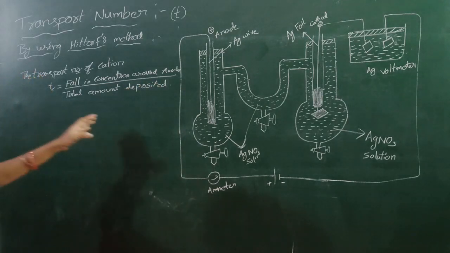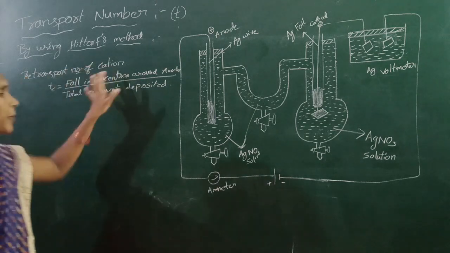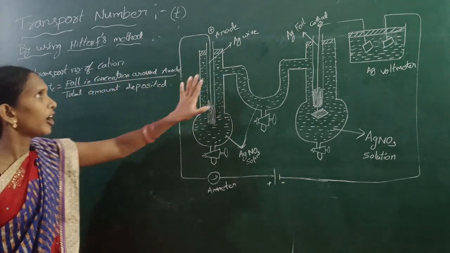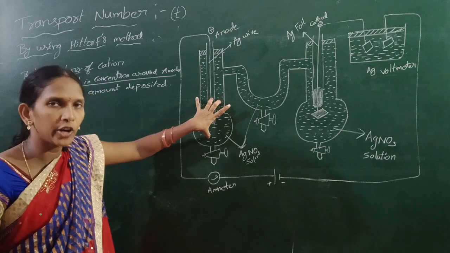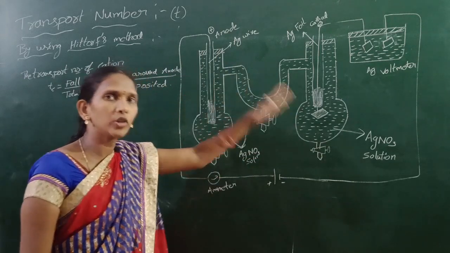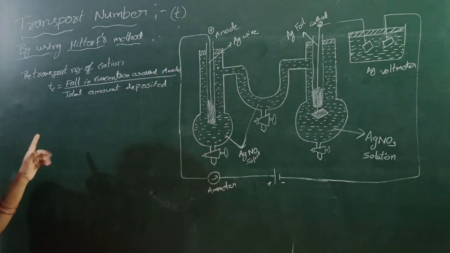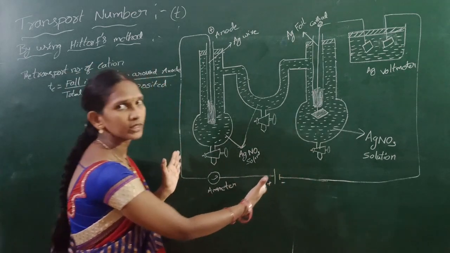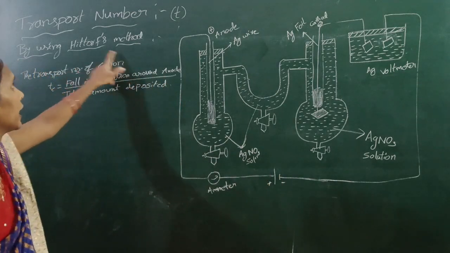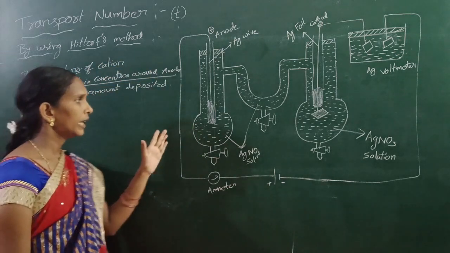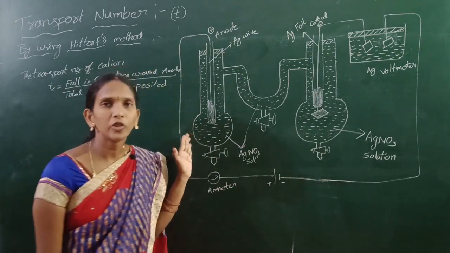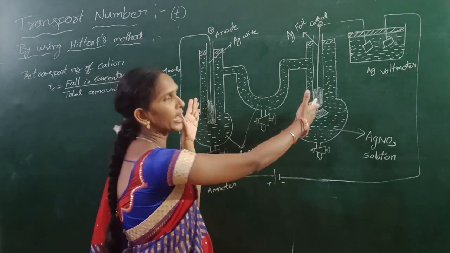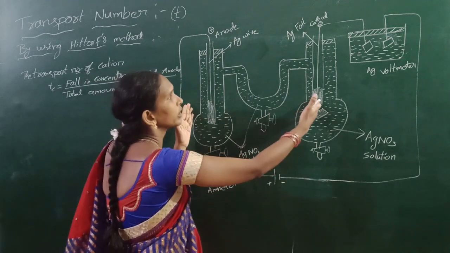Okay, the transport number of cation is equal to the fall in concentration around the anode divided by the total amount deposited. In this method, we can consider the diagram. This is the diagram for Hittorf's method. In this diagram, first we take two glass tubes.